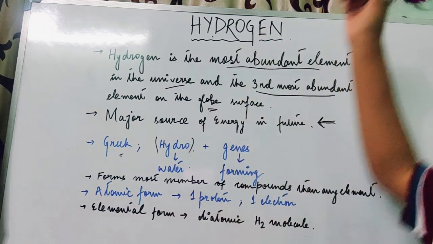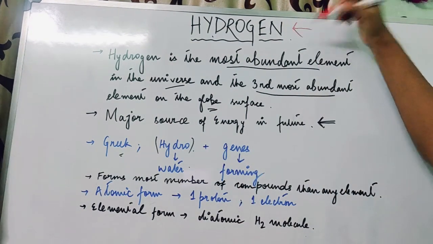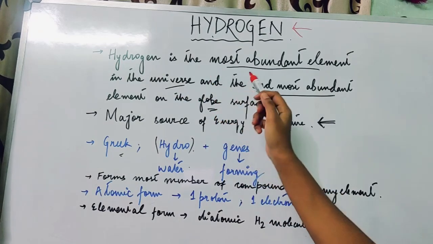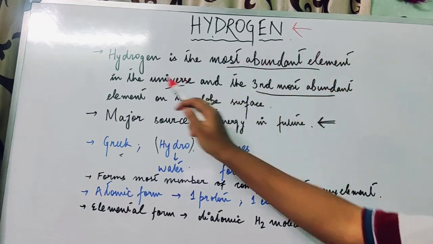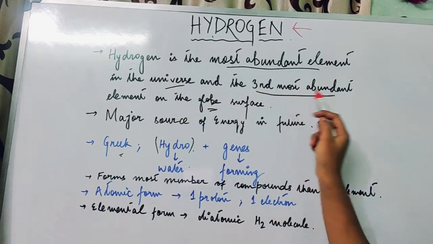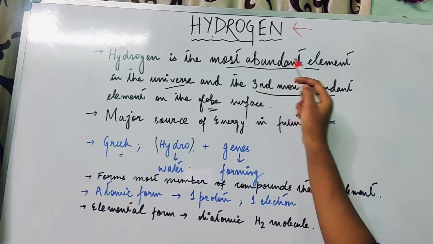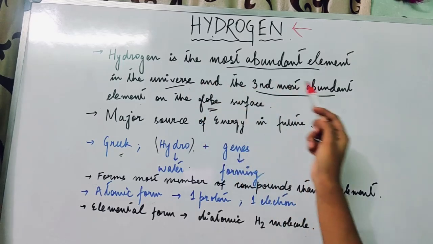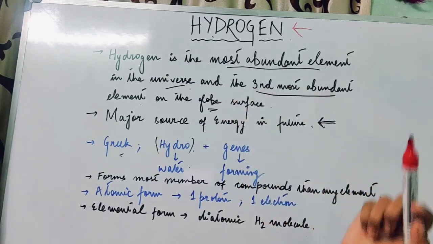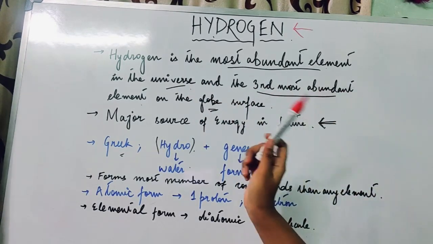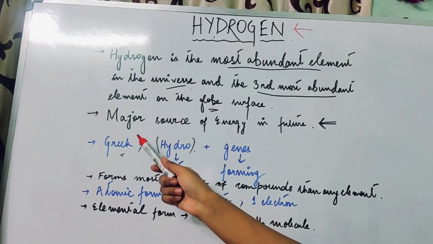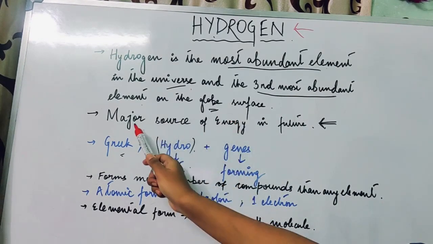So hydrogen, this element is said to be one of the most abundant elements in the universe and the third most abundant element on the globe. The first most abundant element in the universe and the third most abundant element on the globe surface. It is said that in future it will be the major source of energy.